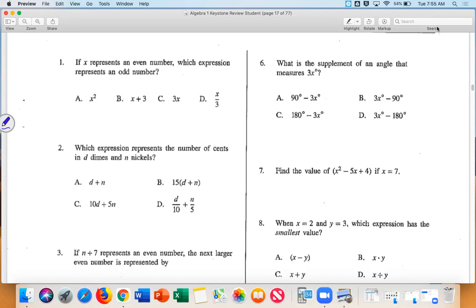Okay? So up here, now that we know supplement means 180, I'm going to cross out A and B. Now, which one of these, when I add 3x to it, will give me 180? So let's start with C. 180 minus 3x plus 3x. AJ, does that give me 180? Yes, because the minus 3x and plus 3x cancel. So my answer is C.